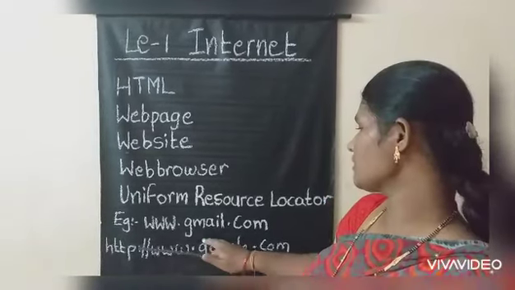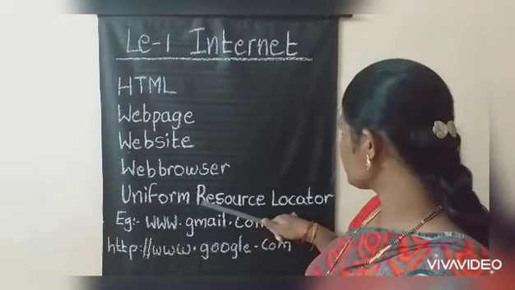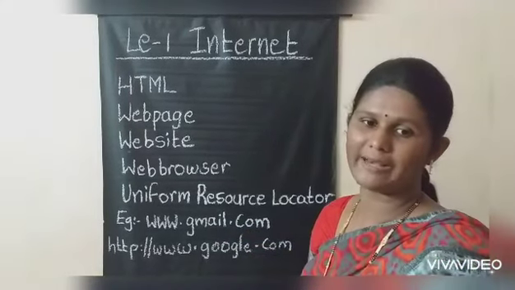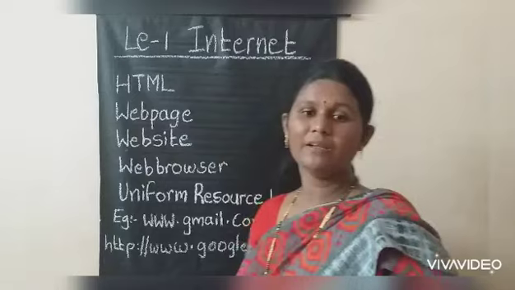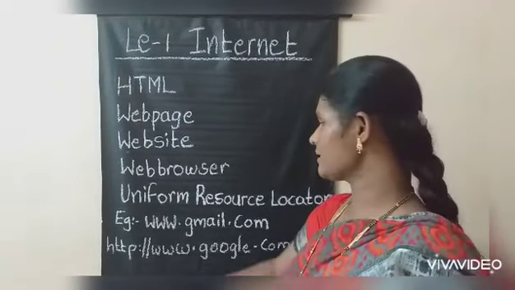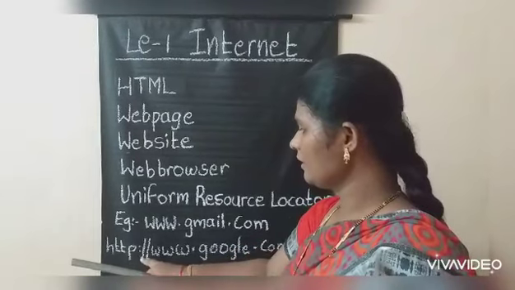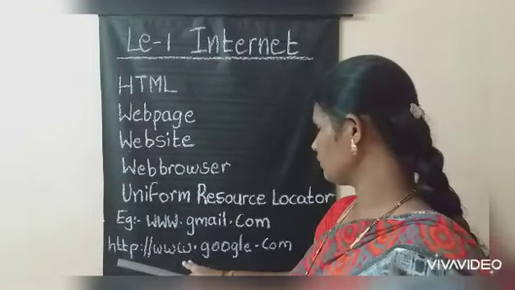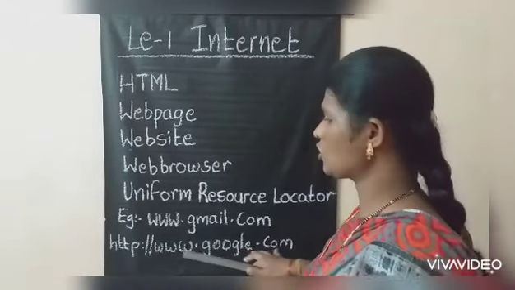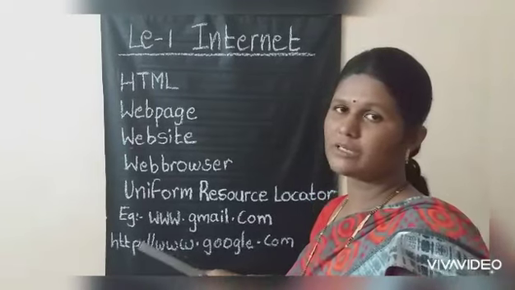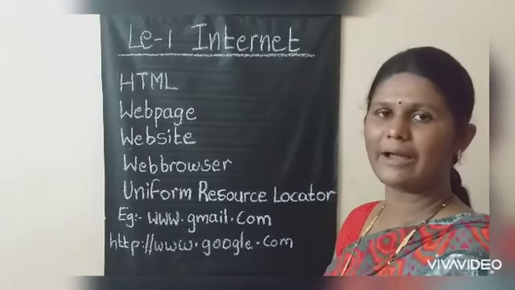This uniform resource locator or uniform resource identifier is a string, or group of characters, that identifies resources on the internet. An example is http://www.google.com, which is an example of a uniform resource locator or uniform resource identifier.